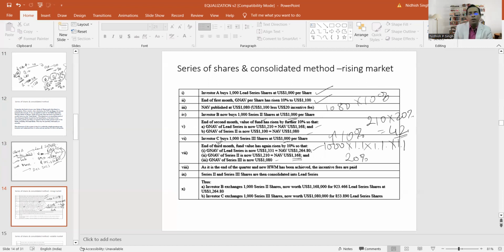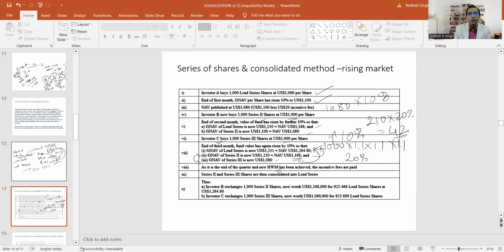Now, what happens at the end of the quarter when we crystallize the incentive fee? Since all the incentive fee has been accrued and paid, now high water mark can be adjusted. And after the adjustment of high water mark, all the subsequent series, the other series, are called subordinate series. Subordinate series will start to merge into the lead series. And the terms and condition is that all the series should have paid incentive fee. At least all the subordinate series should be in profit. Only then they will be merged into the lead series.